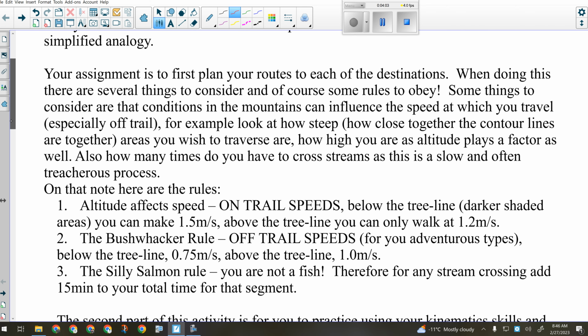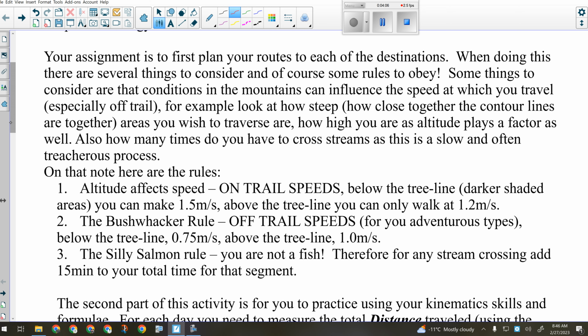When doing this, there are several things to consider and some rules that you have to follow, okay? And that is that conditions in the mountains can influence the speed at which you can travel, especially if you go off trail. If you're bushwhacking, it's going to take you longer because you can't go as fast, okay? So, for example, you need to look at how steep an area you want to cross is. If you're crossing the lines, then steepness matters. If you're walking parallel or along them, then it's not as important, unless it's a cliff, in which case you're not doing that.